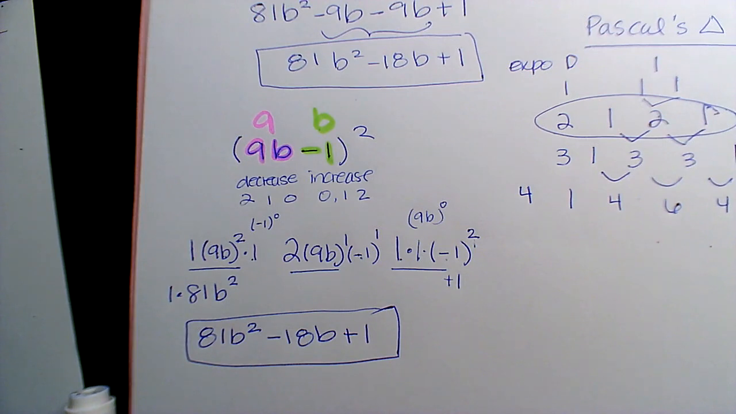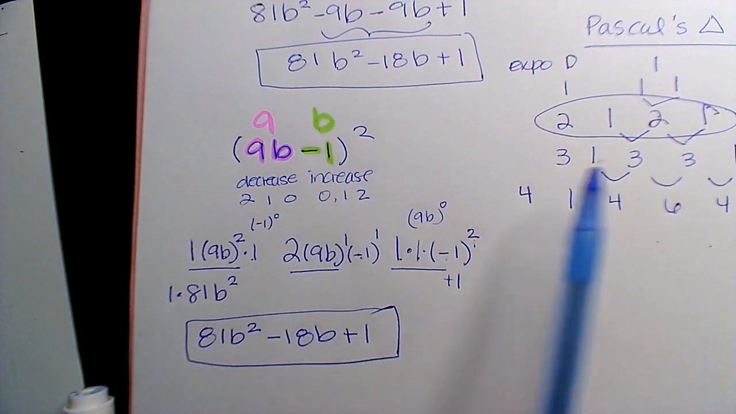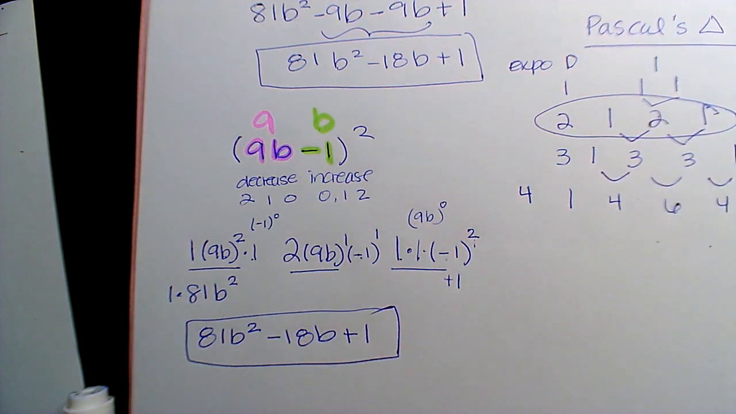It can get messy, it can get kind of ugly. You have to make sure you always go back and look: did I decrease right? 2, 1, 0, and 0, 1, 2. And then just get your Pascal's triangle. Sometimes students forget the Pascal's triangle. They'll get the decrease right, they'll get the increase right, and then they forget these numbers.